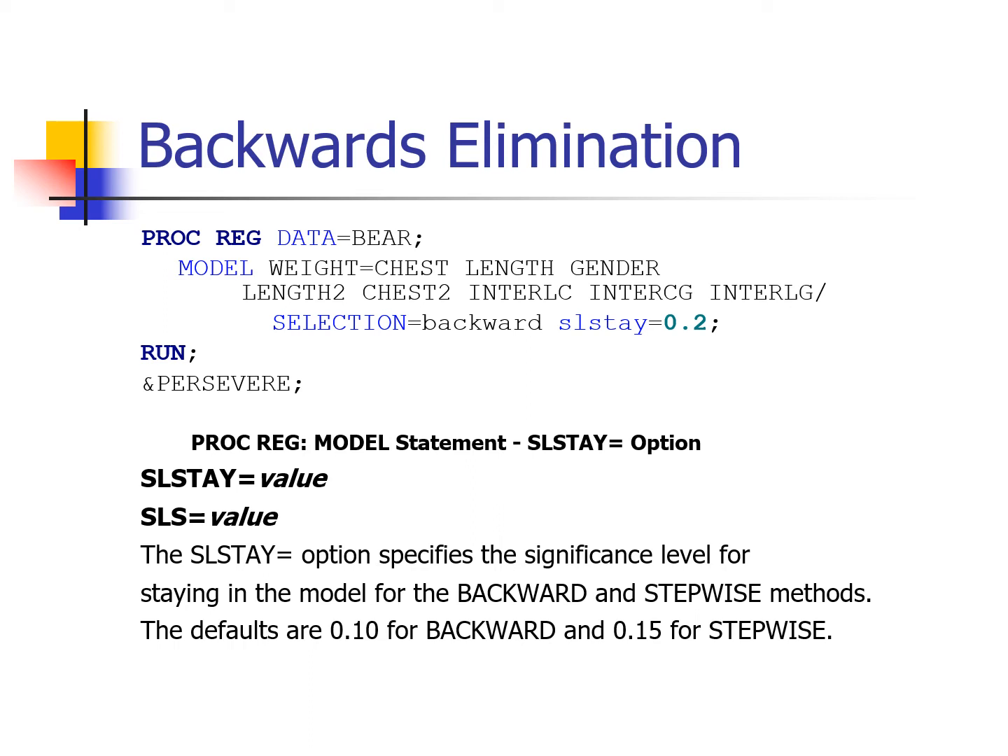Instead of an SL entry, we have an SL stay. So instead of a significance level that needs to be met to enter a model, we have a significance level that needs to be met to stay in our model. Again, I pasted the default. The SAS default for this is a little bit closer to what we're used to. The SL stay is 0.10, but as I've illustrated, we could override that default. Now let's go ahead and look at what this looks like.